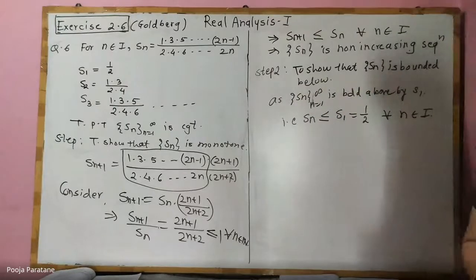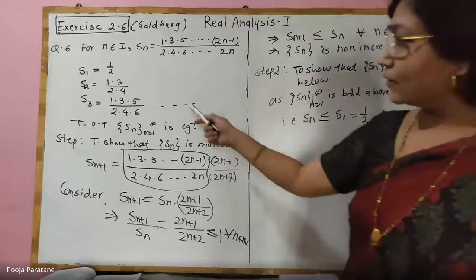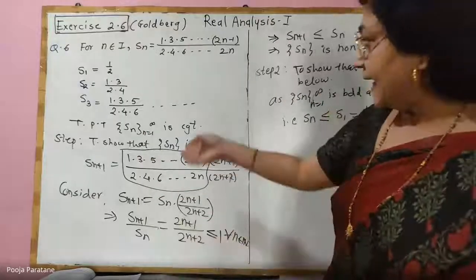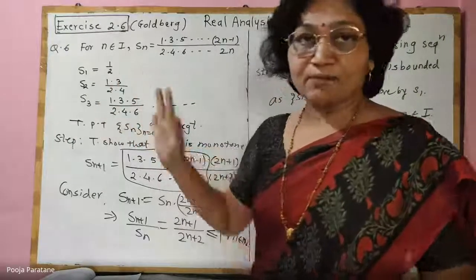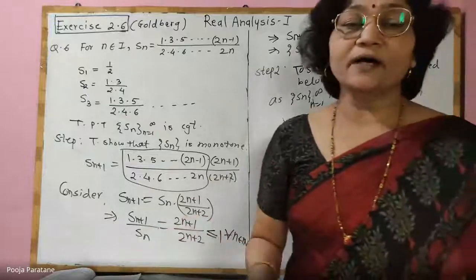So for this, we will observe the terms of Sn. If you go on writing the terms of Sn, it will never be 0. And as it is a non-increasing sequence, all terms are positive. So beyond 0, we will get no negative term.